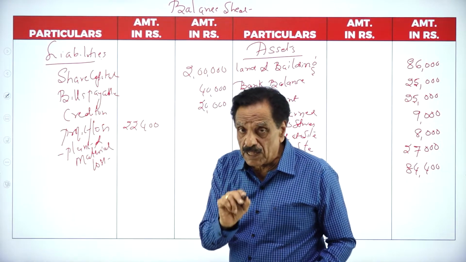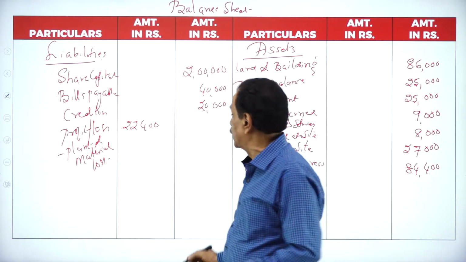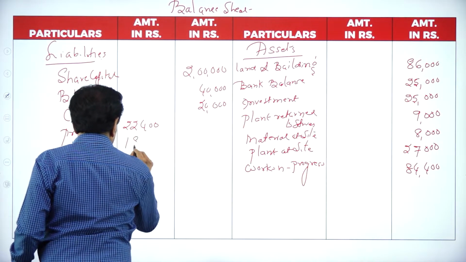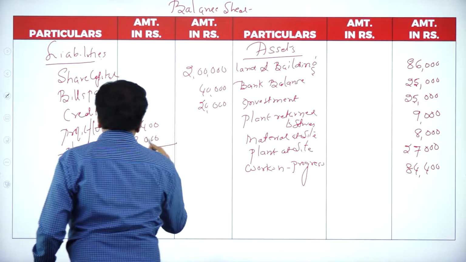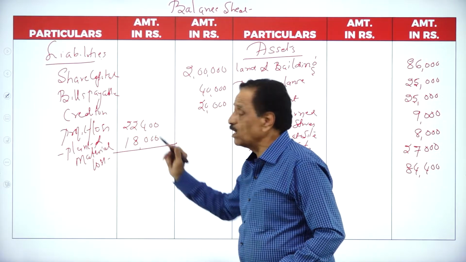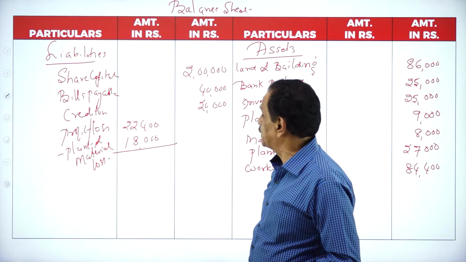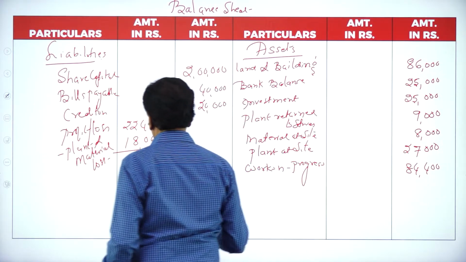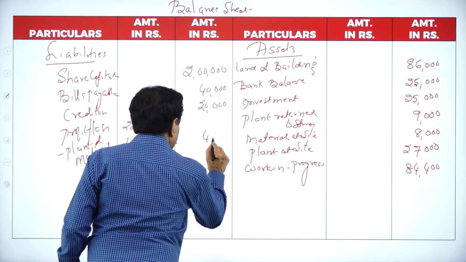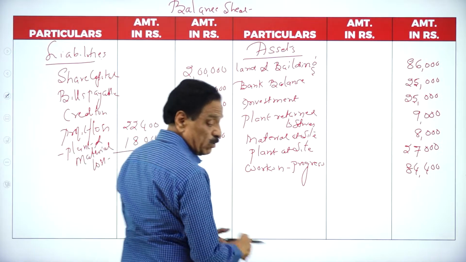Plant loss is 10,000, material loss is 8,000, total 18,000. This is a loss. Profit and loss is 22,400, plant and material loss 18,000. The difference is 4,400.